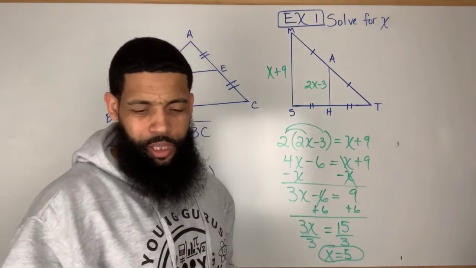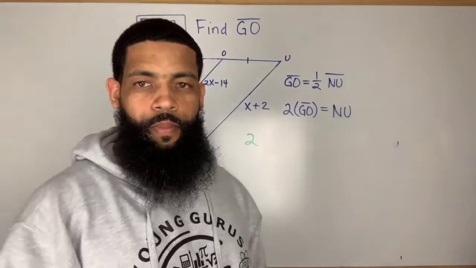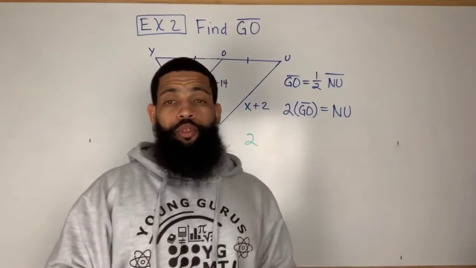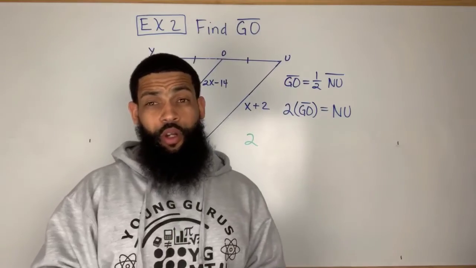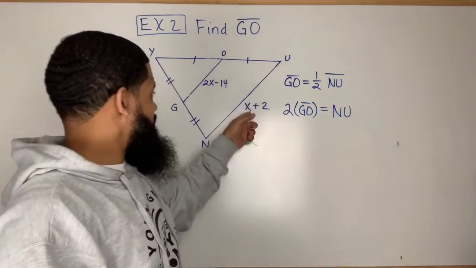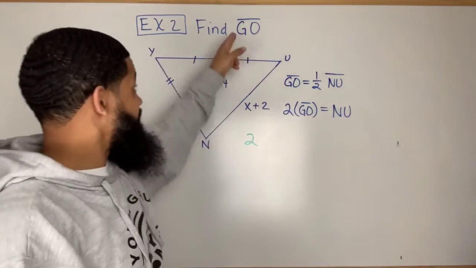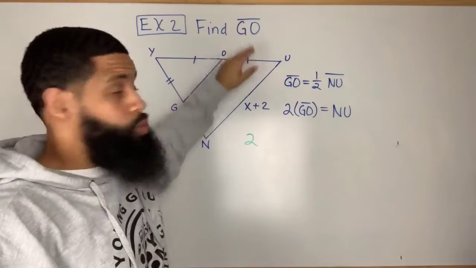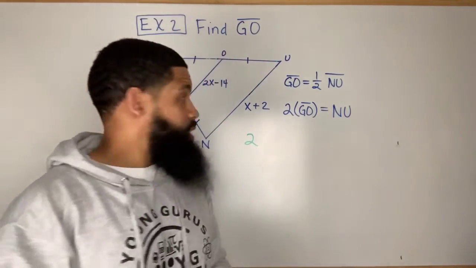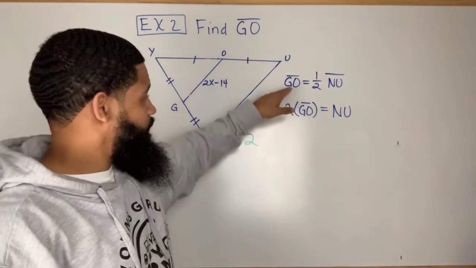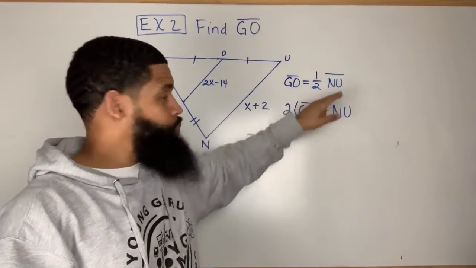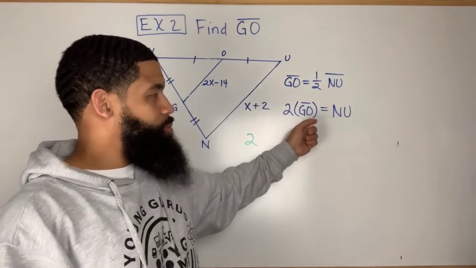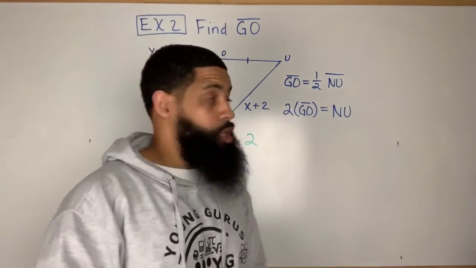Let's do one more example. In example 2, we're going to do something slightly different. In this case, we're not solving for the value of x. We're actually going to find the length of segment GO, which is the mid-segment in this case. We can do this 2 ways. We can say that segment GO, the mid-segment, is equal to half of segment NU, or we can say that 2 times segment GO is equal to segment NU.